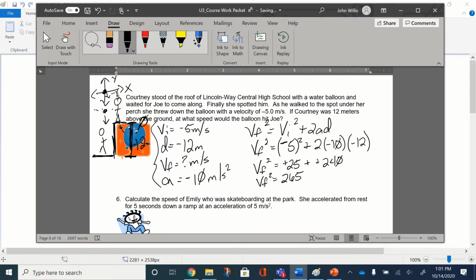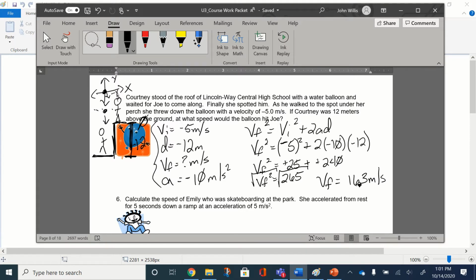This needs to be positive because you cannot take the square root of a negative number. So my final velocity is going to work out to be 16.3, just like it says down below, because it's a velocity, it's units of meters per second, but we are not done yet. The number I have reported right here actually tells me that this water balloon, as Courtney threw it down at Joe, apparently started moving upwards away from Courtney, right? That positive in front of the velocity here means that it's moving in the opposite direction it was when she threw it.